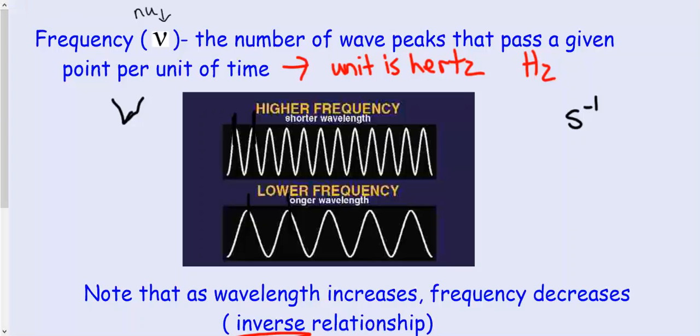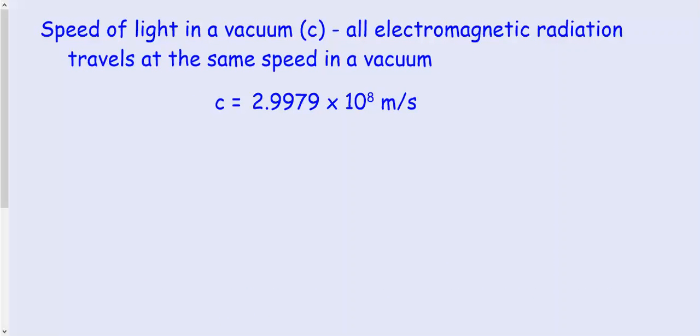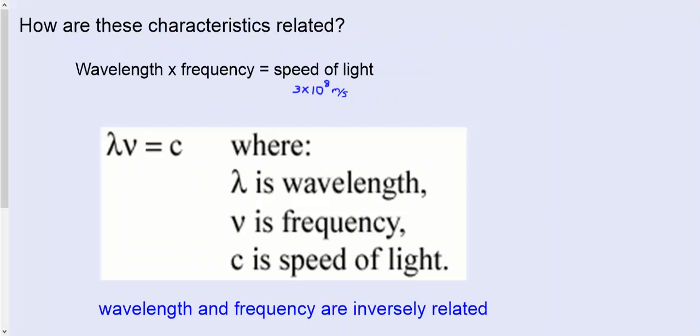And then the speed of light is denoted with a c. All electromagnetic radiation travels at the same speed in a vacuum, and you usually see it as 3 times 10 to the 8th meters per second, but we're being a little more precise here. Your book gives it as 2.9979 times 10 to the 8th meters per second. So this shows how all of these are related: the speed of light is equal to the wavelength times the frequency.